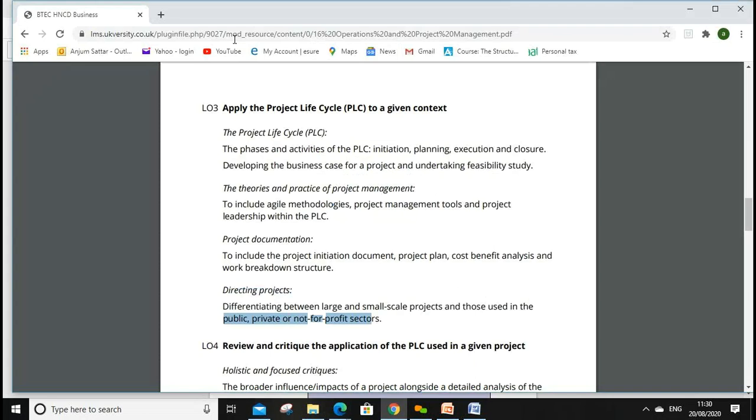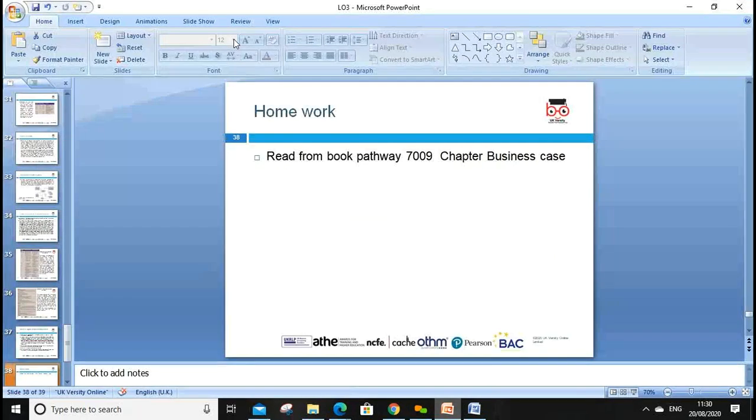Profit organizations we already know: profit means any company. Non-profit means charity organizations. These projects can be for both profit and non-profit organizations.